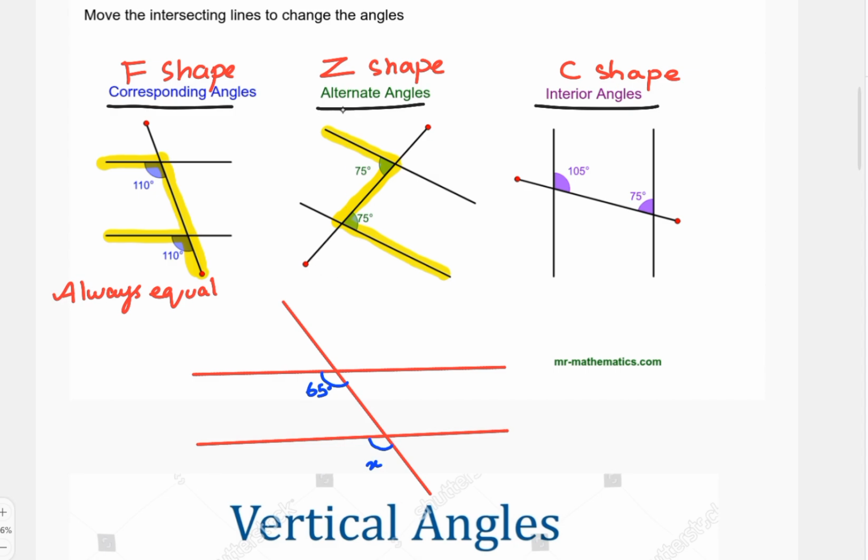So what did we learn? The alternate angles are always equal.